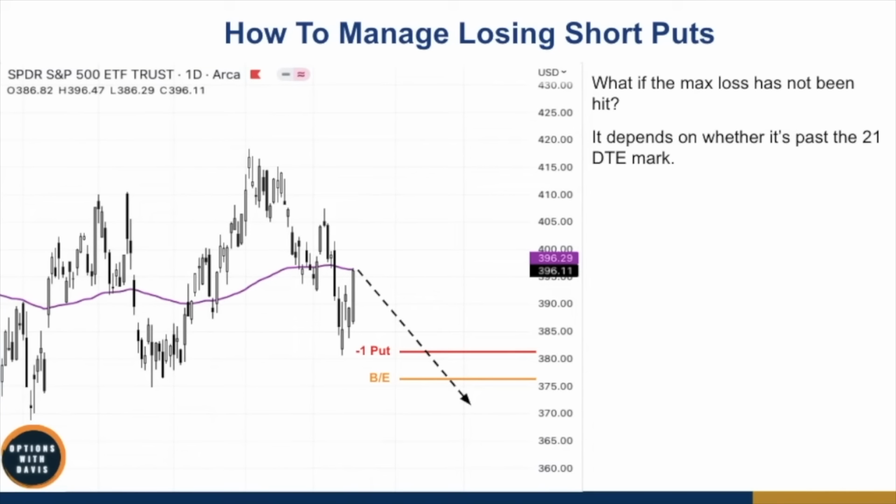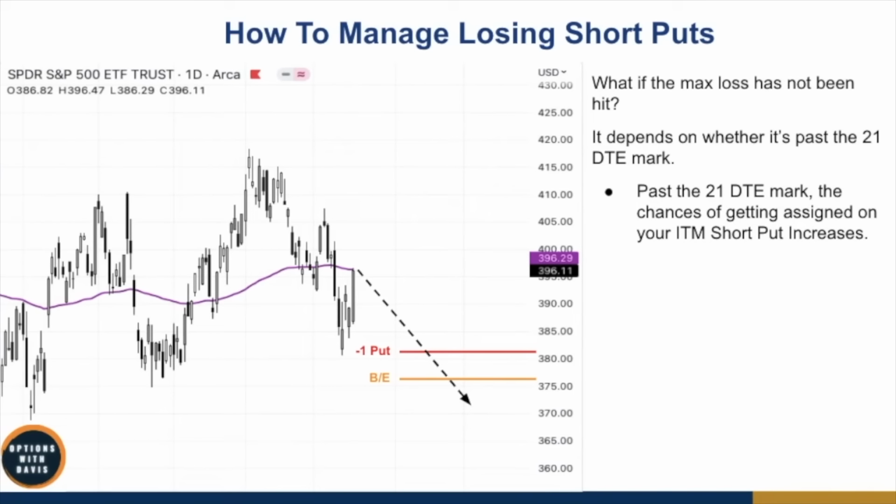So this comes down to whether it's past the 21 days or not, right? The 21 DTE mark. This is an important milestone. I also mentioned this in the other two videos, on managing your losing iron condor and managing your losing credit spread. So why do we want to use the 21 days to expiration mark as the milestone to see whether we do something or not?